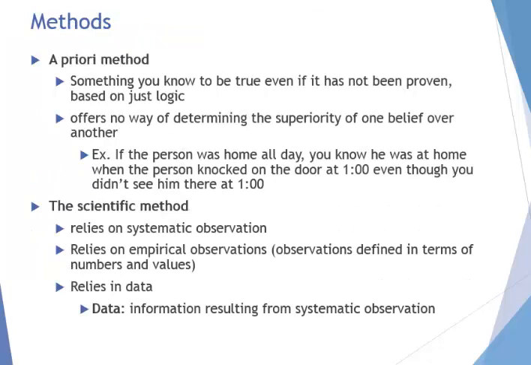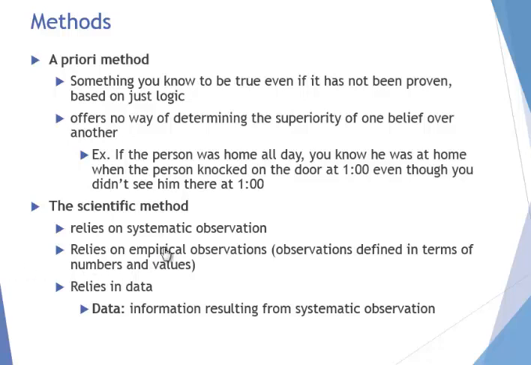Now let's look at some methods of data collection, and methods of understanding things. One method that's really not the scientific method, a method that always exists, is the a priori method. The a priori method is something that you know to be true, even though it hasn't been proven, just based on logic. You have a prior understanding of something, and based on that, you believe it to be true, even though it cannot be proven.